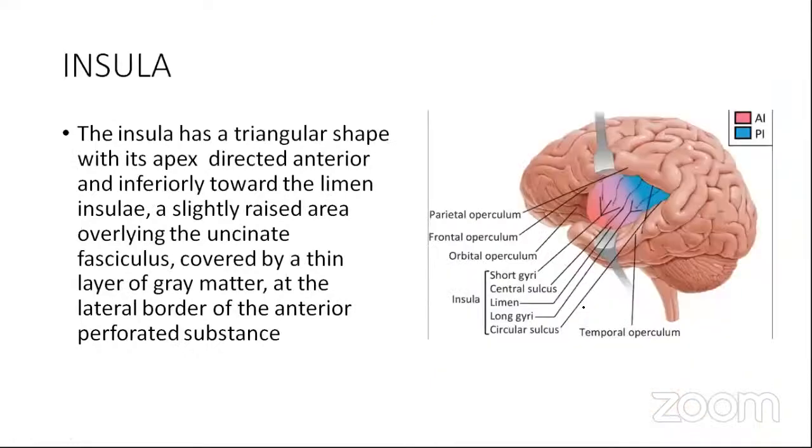Now coming to the insula, which is present deep to the Sylvian fissure. The insula is a triangular shape with its apex directed anteriorly and inferiorly towards the limen insulae, a slightly raised area overlying the uncinate fasciculus covered by a thin layer of gray matter at the lateral border of the anterior perforated substance. So it's basically a triangular structure, and some people previously used to call it a fifth lobe, which was present on a deeper surface.